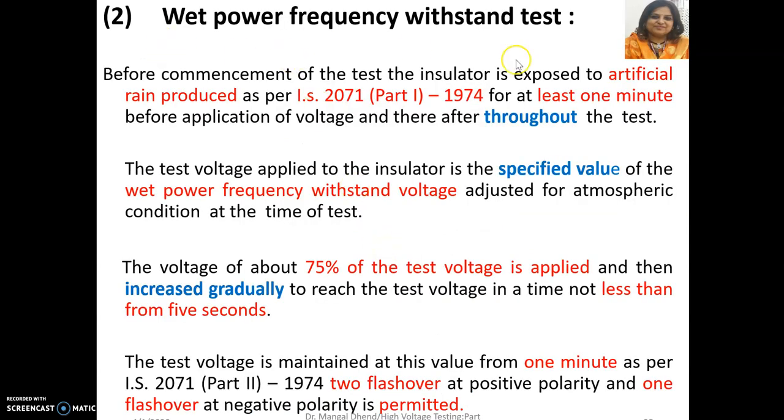In the wet power frequency withstand test, again the same IS is referred, and for 1 minute you have to create artificial rain, and then apply the wet power frequency withstand voltage of the specified value. You apply 75% of the test value mentioned in IS first, and then go on increasing the voltage gradually, not less than 5 seconds, because the rate of change of voltage also affects the testing parameters. So you need to maintain this rate. Then two flashovers of positive polarity and one negative, means as in the earlier test of transformer bushings, the dry type, the same condition of acceptance is mentioned.